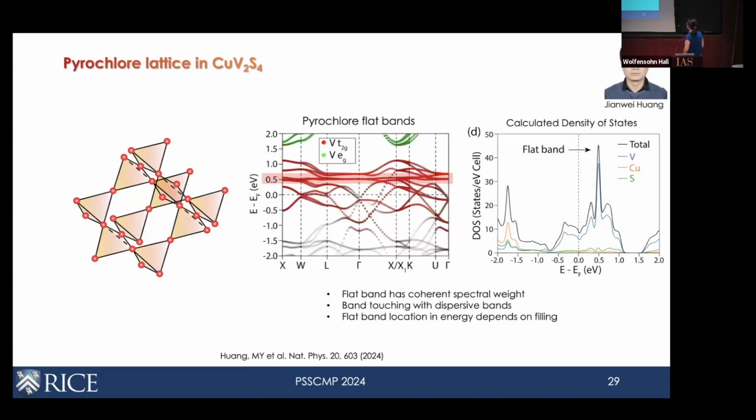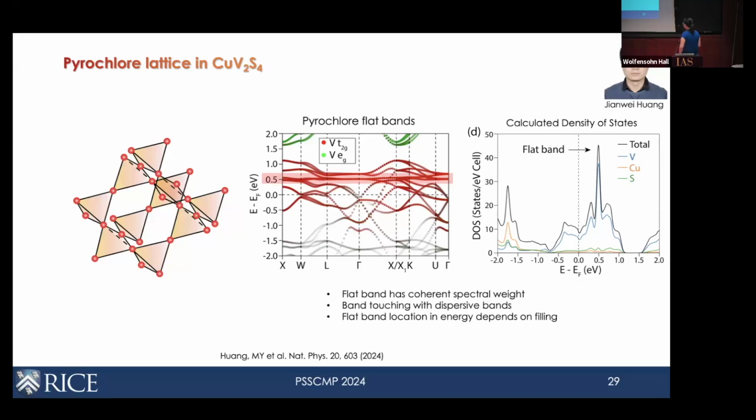So from the DFT calculation, you can see that the density of states here, all of the stuff within 1 eV of the Fermi level is all blue, and that's vanadium. So the copper and sulfur are farther away. So that's good news, which means that the vanadium sublattice is not so much hybridized with other stuff. And you can indeed see this extremely flat band here, which is all vanadium t2g, and it's relatively untouched by the other stuff.